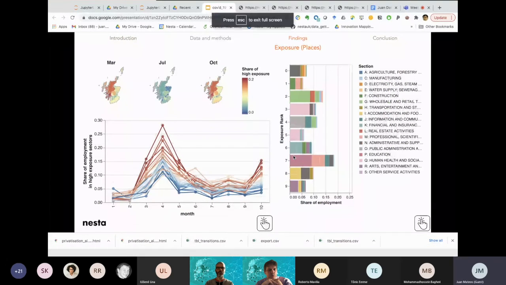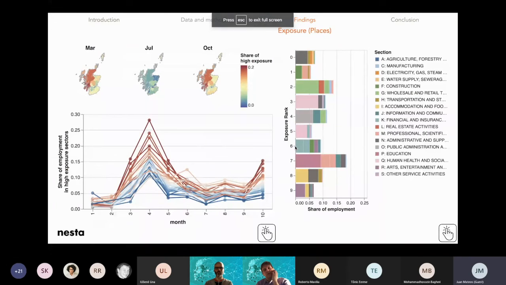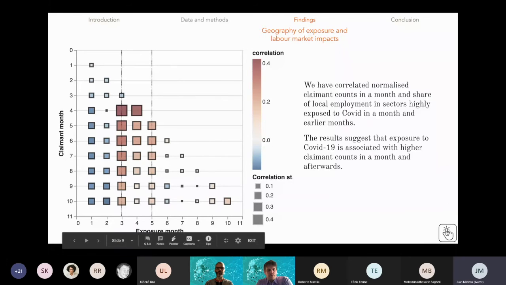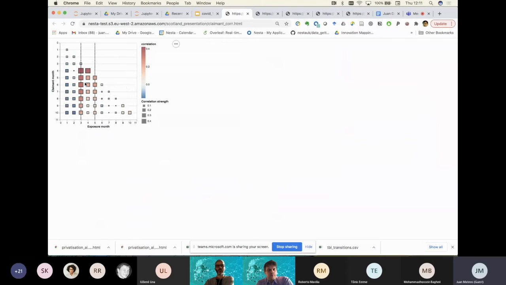Obviously, everything that we have been talking about here is about exposure. What does this mean in terms of impacts? So actually what we do is look at the correlation between exposure of a local economy to COVID and the number of people claiming unemployment benefits that month. So the idea is, do we find that our measure of exposure is highly correlated or not with the number of people claiming benefits? And this is again normalized by the previous year just to account for seasonality.